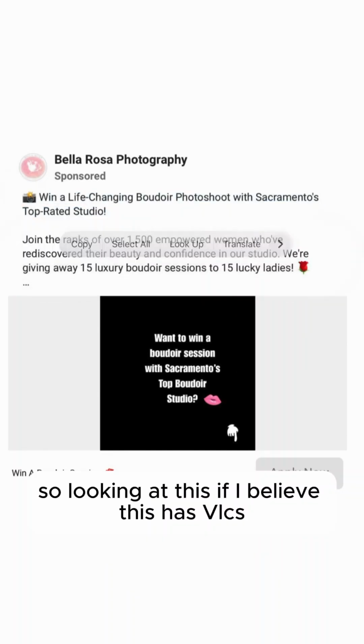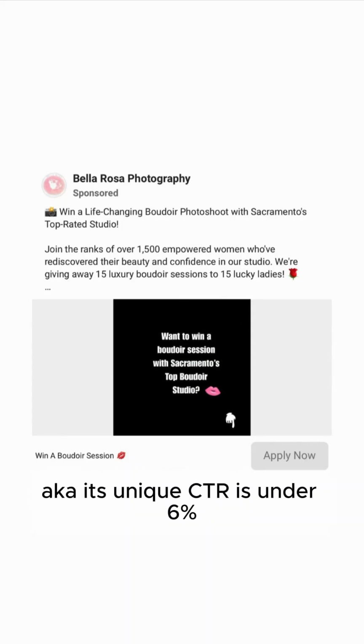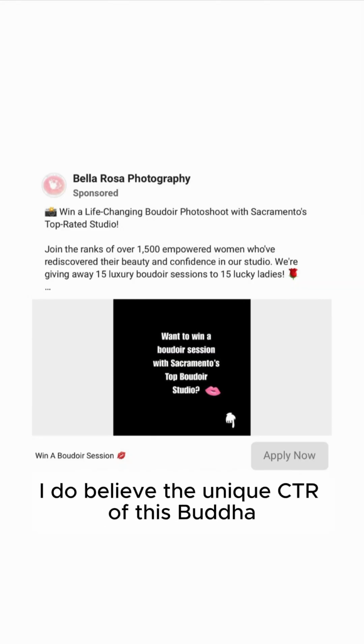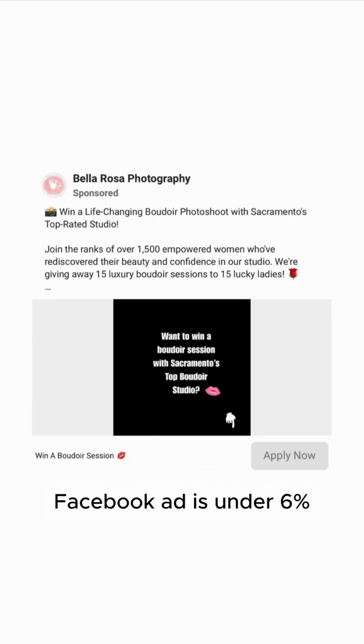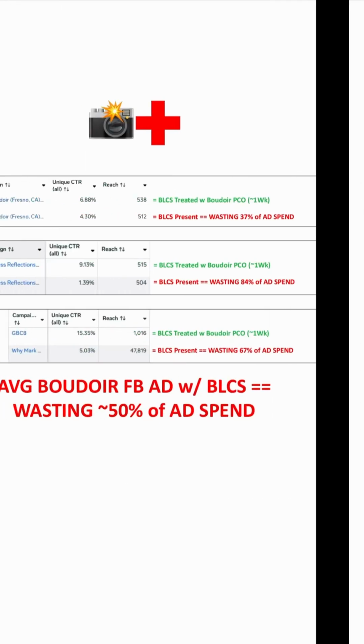So looking at this, do I believe this has BLCS, aka its unique CTR is under 6%? So yeah, looking at all the things that I've pointed out, yes, I do believe the unique CTR of this boudoir Facebook ad is under 6%. And this ad, I believe this ad does have BLCS.